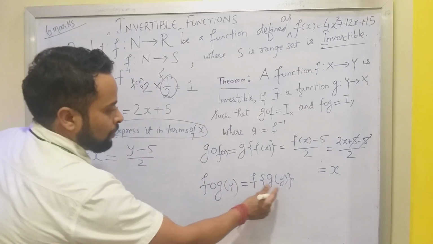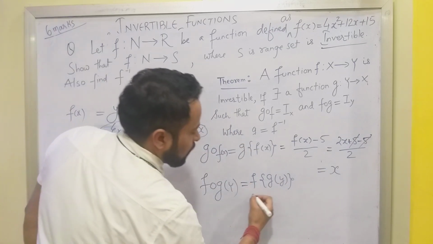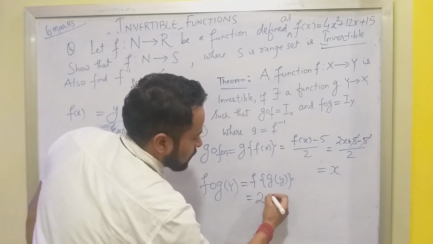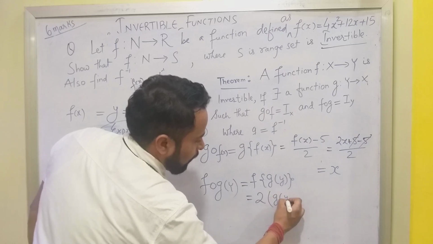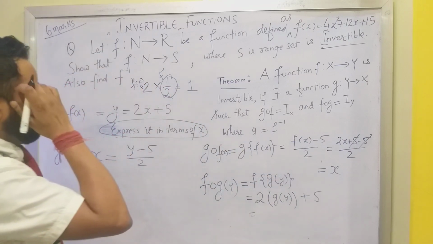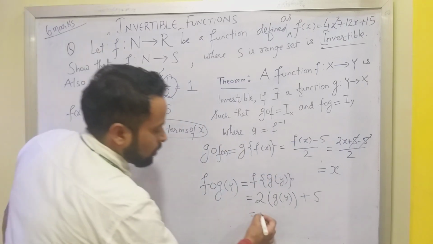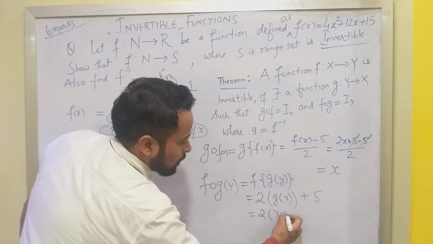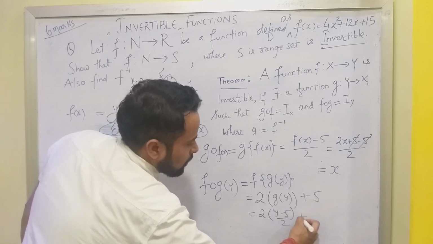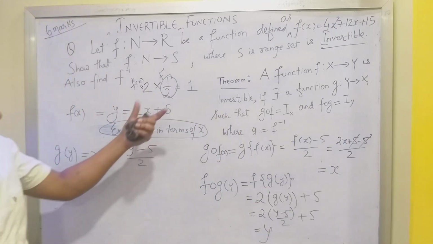First of all, think of f of x. What is f of x? f of x is 2x plus 5. Write this as 2x, in place of x write g of y, plus 5. What is g of y? g of y is y minus 5 by 2. So 2 into (y minus 5) by 2 plus 5. In fact, I got y. So there goes the theorem.